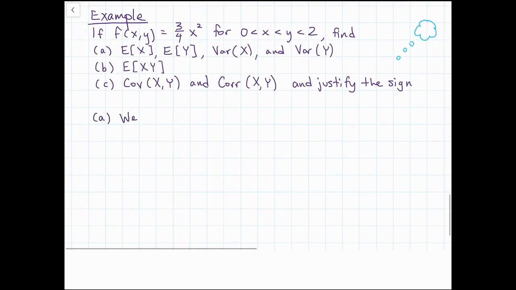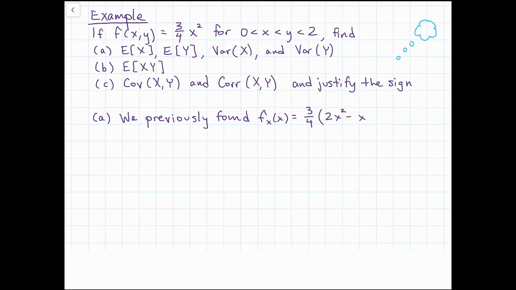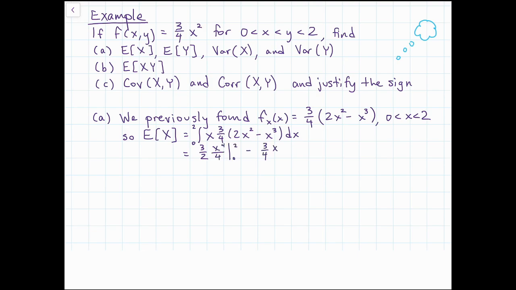Let's get started. For part A, we already found the marginal PDFs of x and y, so we can just use those to find the means and variances. For x, we had this marginal PDF, and thus the expected value is the integral over all x, which is from 0 to 2, of x f(x) dx. We can evaluate that. That's going to be 3/2 x^4/4, evaluated at 0 and 2, and 3/4 x^5/5, evaluated at 0 and 2, which should get you 1.2.